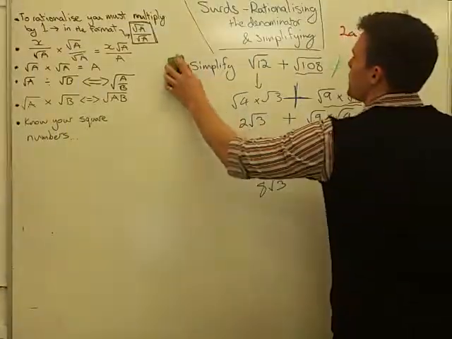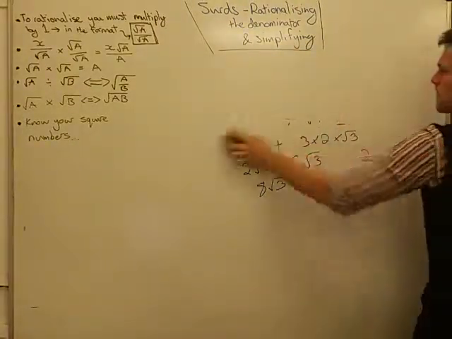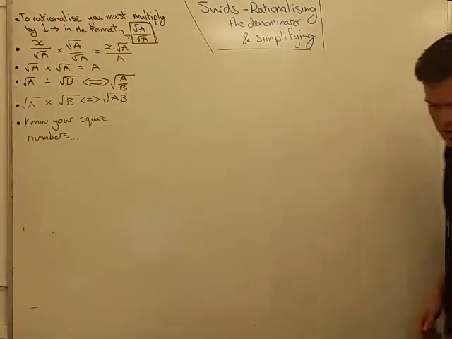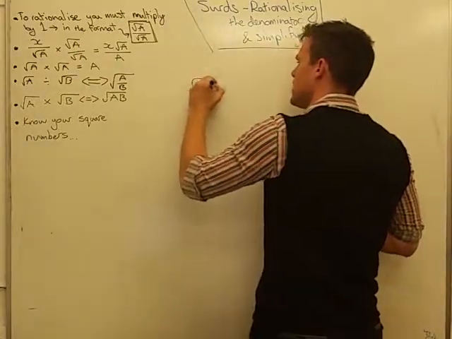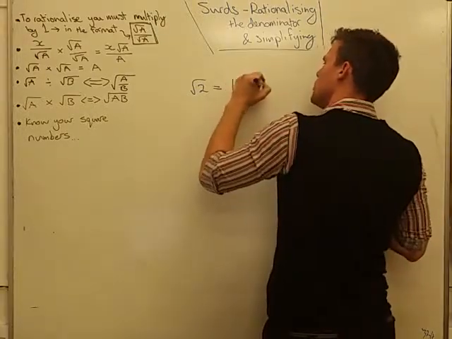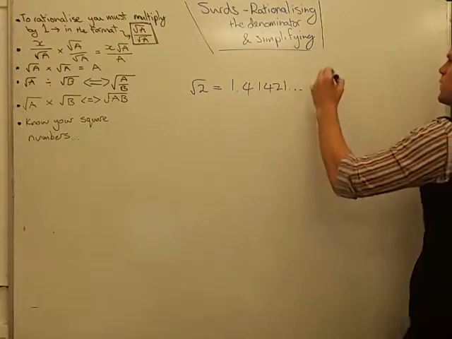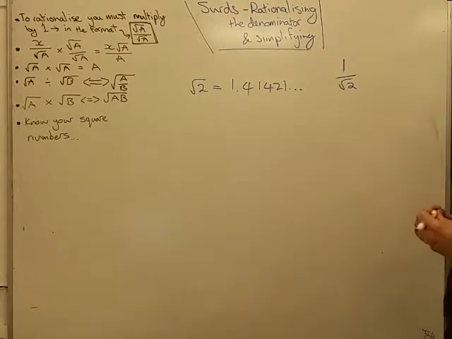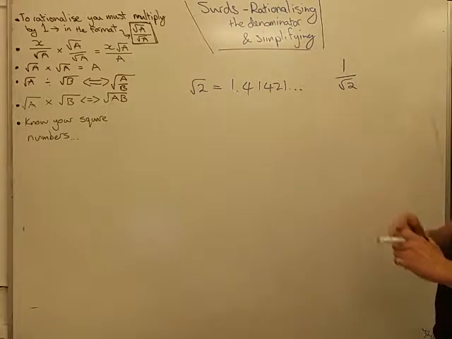Alright, so the next bit I'm going to have a look at is rationalising the denominator. Now, when we talk about this, the reason we actually have to rationalise the denominator is because root 2 is actually equal to 1.41421, and it carries on going for a while. So if I had a fraction 1 over root 2, I mean, that's 1 over 1.414. It's not a nice fraction.